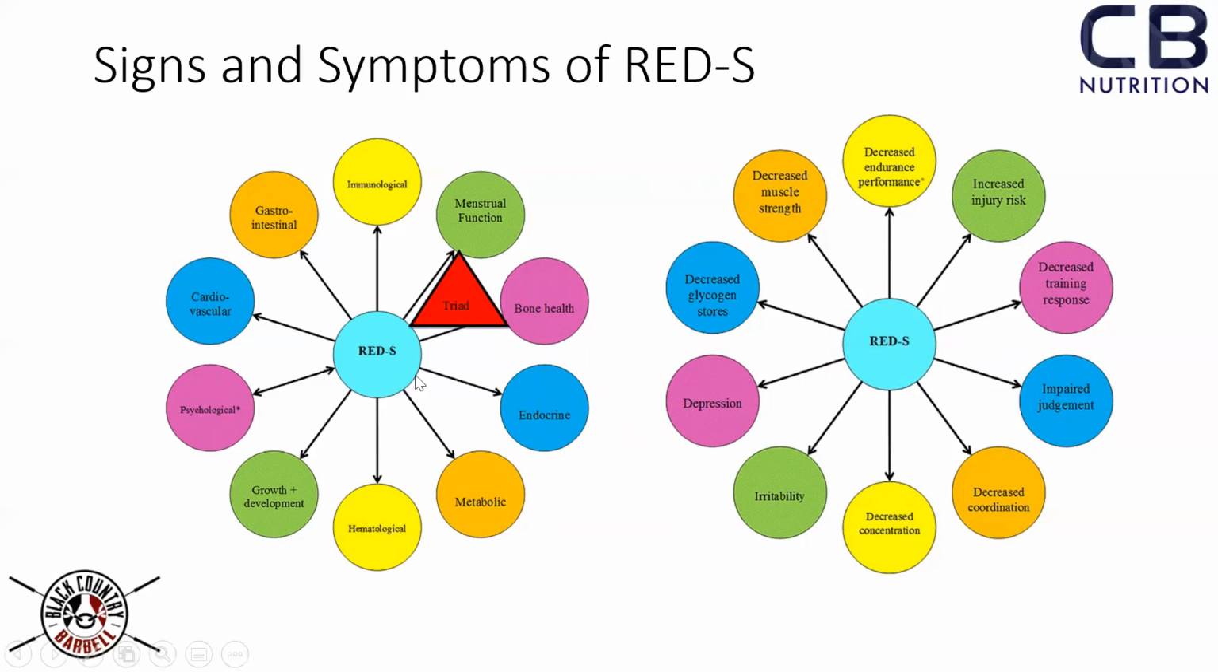But on the left, we have all of these different clinical markers as well. So, like I said, bone health is affected, menstrual function affected due to the endocrine system. Different metabolic markers, growth and development are impaired, psychological, so mood, depression, decreased concentration, irritability, cardiovascular, gastrointestinal is a big one. A lot of people struggle with digestion because digestion takes energy. And if you don't have enough energy, people will start thinking they've got intolerances and sensitivities, when really they're just not eating enough food. And if they ate enough food, then those intolerances would go away because they have sufficient energy to digest their food properly.